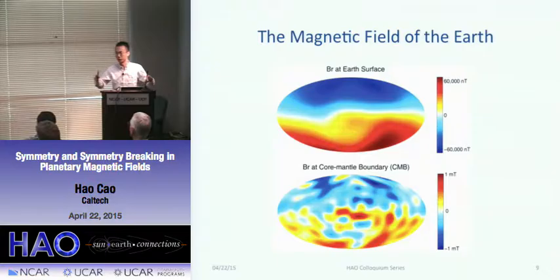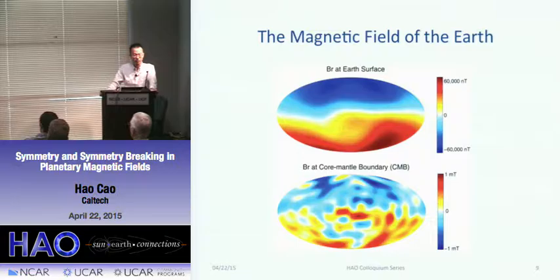If you actually monitor this reversed patch, it has been growing for the past 50 years, for which we have good data. So we actually have good data showing that the reversed flux patch is growing. And that's why occasionally you hear a statement that Earth's magnetic field is going to flip. If you come from a geodynamo background, it's usually based on the argument that the reversed flux patch seems to be growing and it might take over.